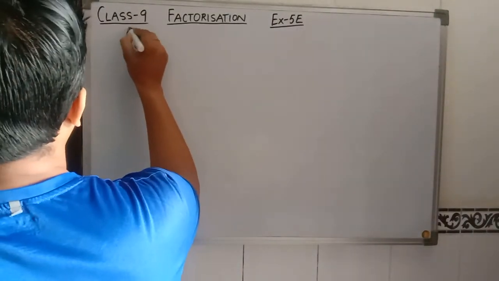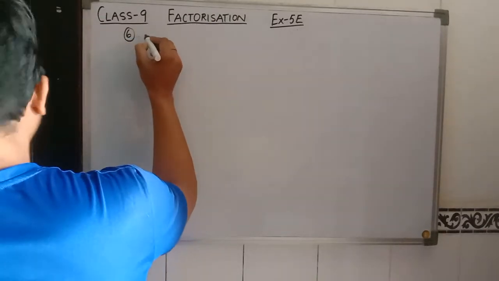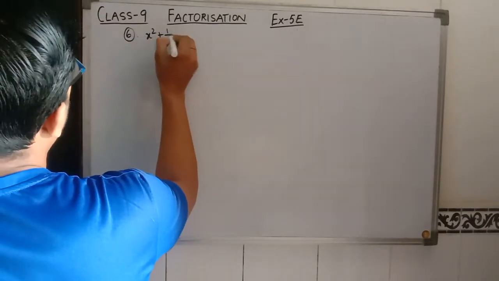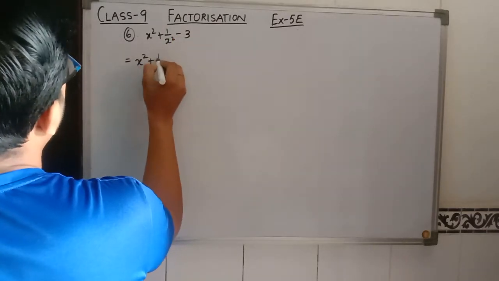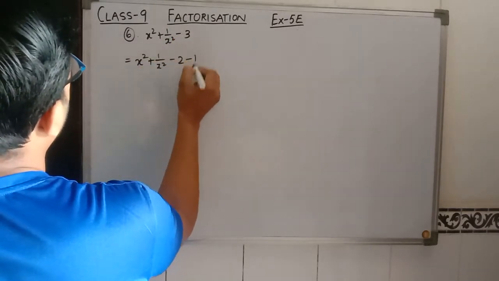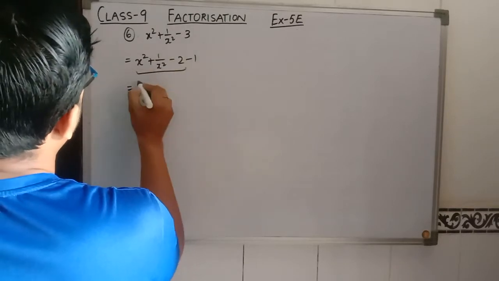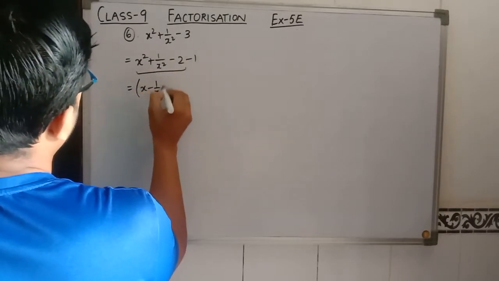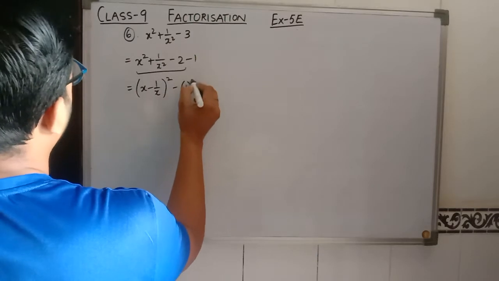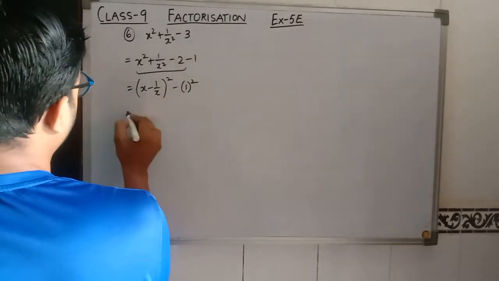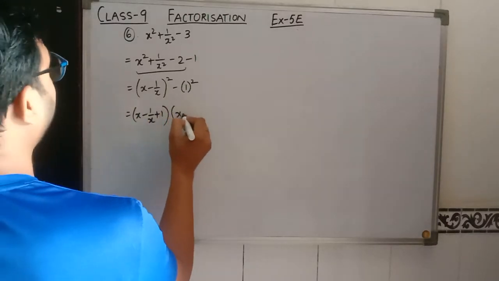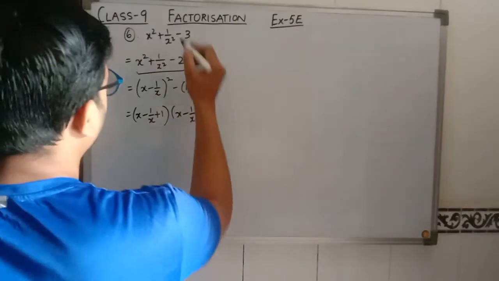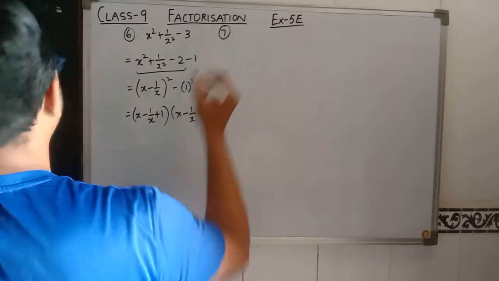Now we are coming to question number 6. Question number 6 is saying x square plus 1 upon x square minus 3. That is also a very easy question. We want 2, so minus 2 minus 1. The first three terms can be written as x minus 1 upon x whole square, and 1 can be written as 1 whole square. A square minus b square. So in the first bracket a plus b, and in the second bracket a minus b. So this is the final answer of question number 6.